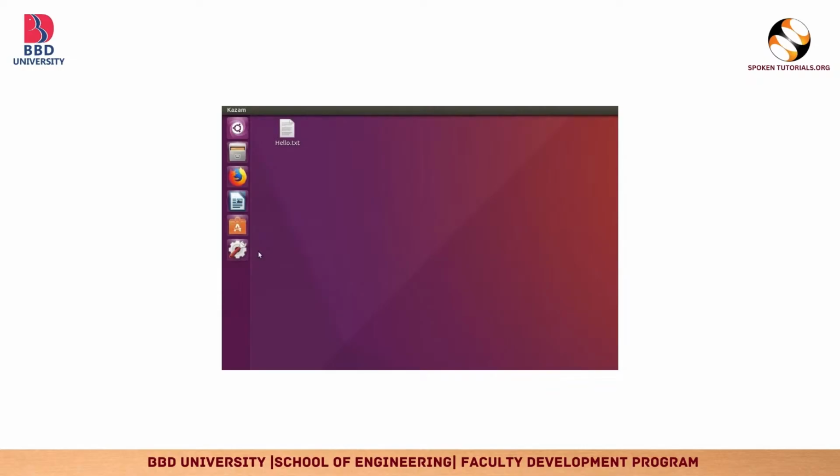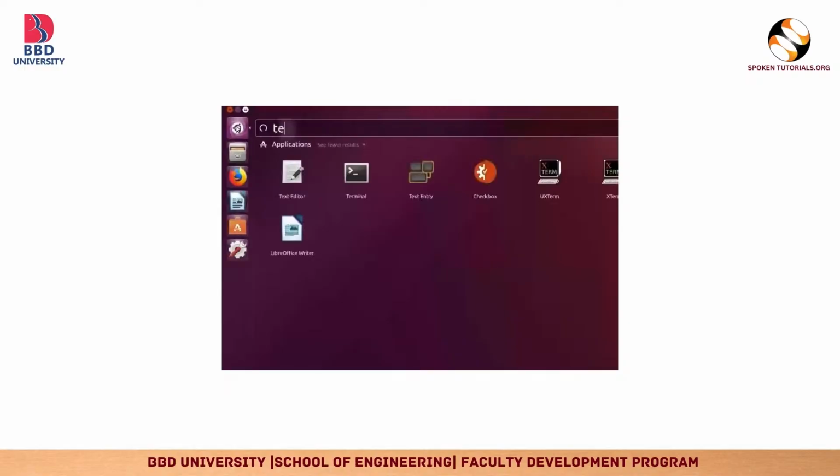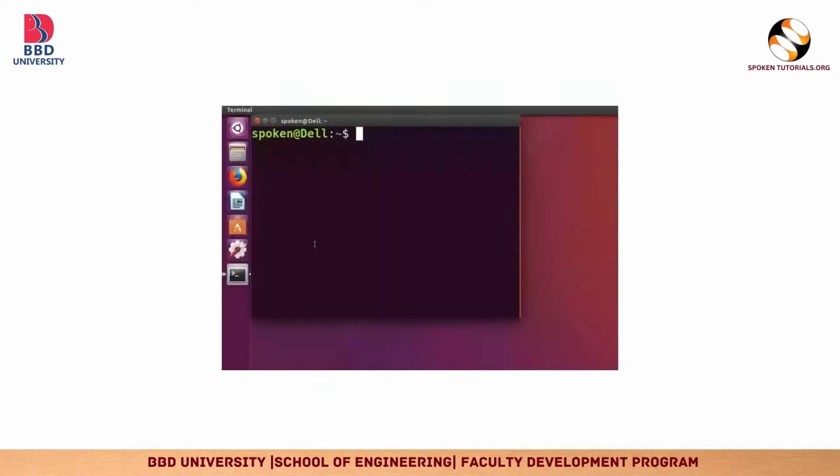Now I will add the terminal shortcut to the launcher. Click on Dash Home at the top of the launcher. In the search bar, type Terminal. Click on the terminal icon to open it. You can see the terminal icon on the launcher. To fix the terminal icon on the launcher, first right click on it, then select Lock to Launcher.